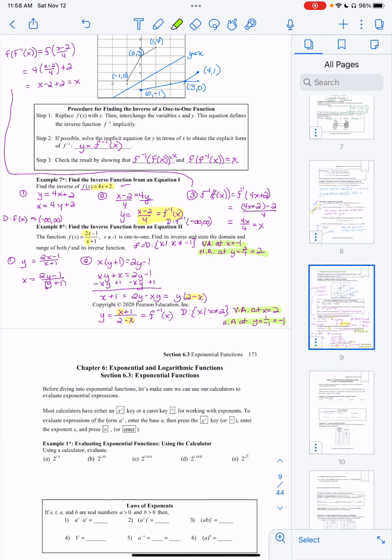So if I do one more thing here, and let me add just a page so that we have some room to do it.